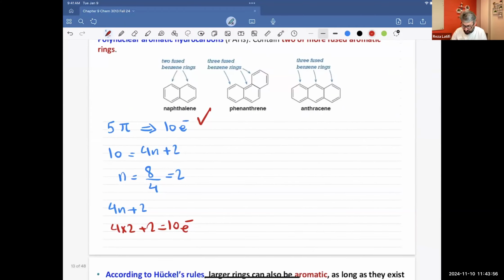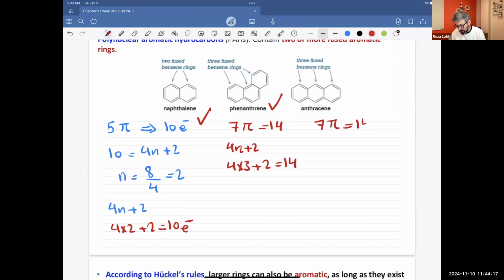And next one, we have 7 of them. Okay, 7 pi bonds. That means 4n plus 2. N must be 3. And then for 12 plus 2, it will be 14. And so this one also will be aromatic. Next one, again, it has 7 pi bonds or 14 electrons. So N is going to be equal to 3. And so you go 4 multiply 3 plus 2, it will be 14 electrons. And again, last one, it will be aromatic.